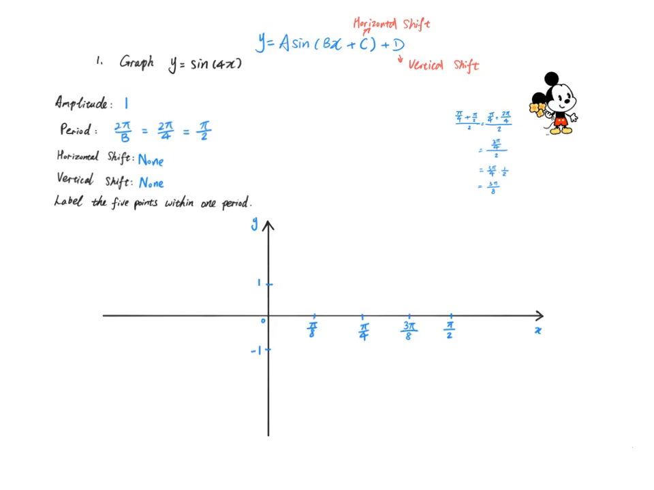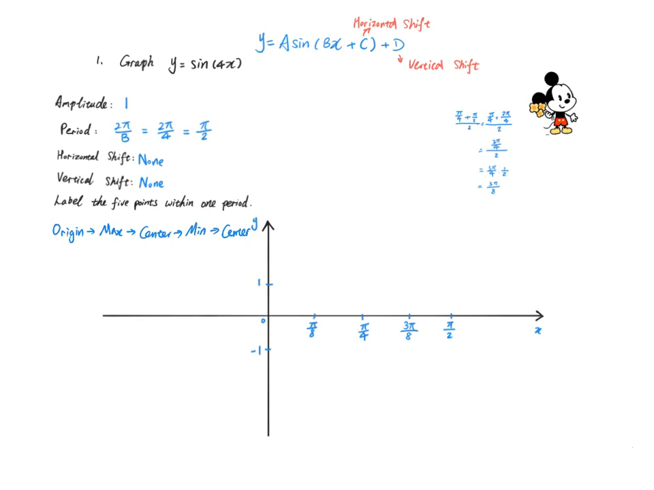Now we can start to graph the function. Do you guys still remember the pattern for the sine function? We can review that really quick. So the pattern is you start with the origin and then you go to the maximum point. Then you go to the center. Then you go to the minimum point. Then you go back to the center.